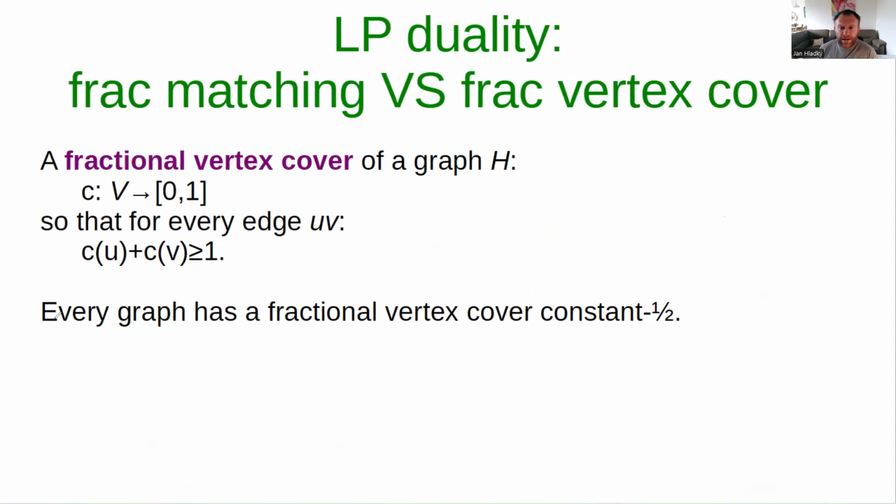A fractional vertex cover of a graph assigns a weight from 0 to 1 to each vertex such that for every edge, the sum of the weights of its endpoints is at least 1. Note that every graph trivially has a fractional vertex cover if we just assign the constant value of 1/2 to every vertex. Okay, so the challenge is in producing cheap, light fractional vertex covers. In particular, you are asking whether you can beat the barrier of 1/2.